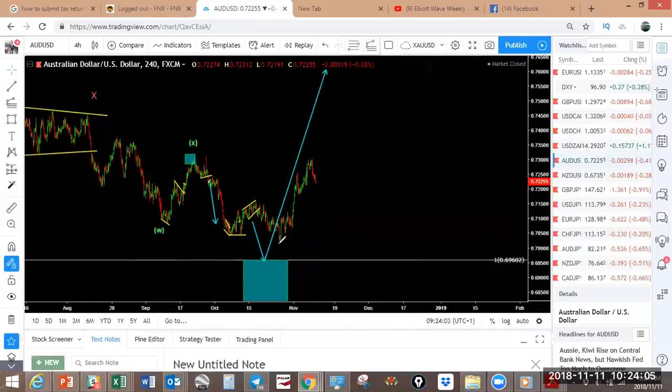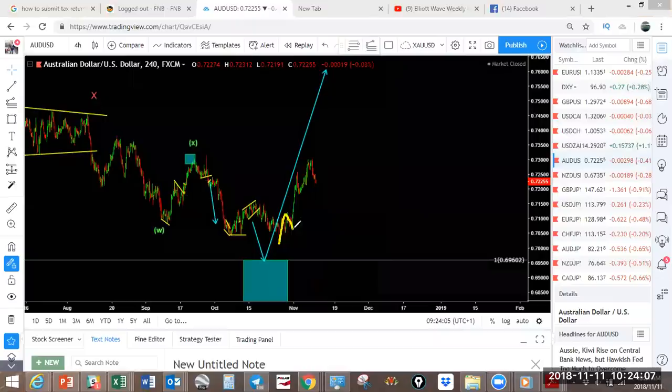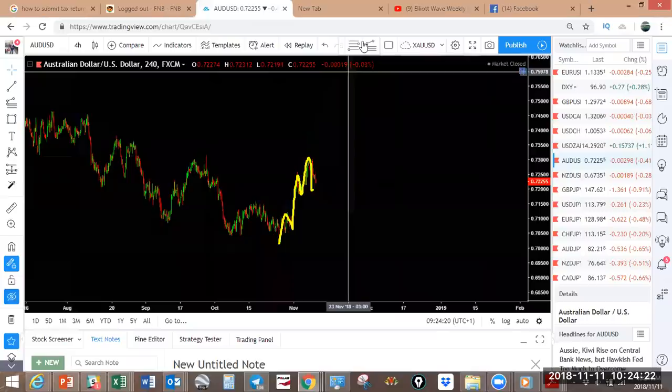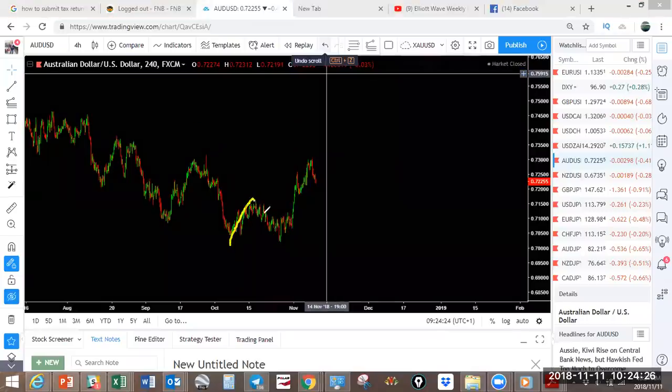AUD, textbook stuff, 1, 2, 3, 4, 5, and drop. As we expect, as we've said last week, if you go watch last week's video, we expected that this was going to make a corrective structure, a 5-wave move to the upside. So now we wait for this one to drop to the downside. It's a little bit tricky now because what we don't know for sure is whether this is an A, B, C move here like that. That is a corrective structure, and we are going to get this move to the downside.